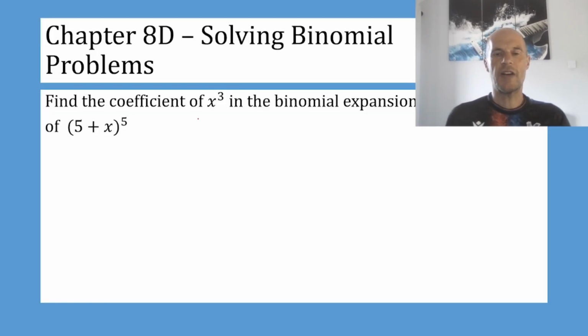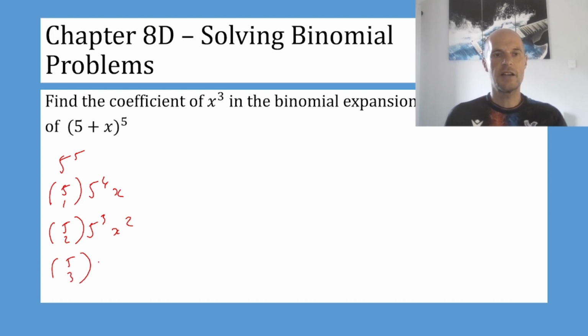Find the coefficient of x cubed in the binomial expansion of (5 + x) to the power of 5. Okay, so the first term is going to be 5 to the power of 5. The next term is 5 choose 1 times 5 to the power of 4 times x. The next term is 5 choose 2 times 5 cubed times x squared. The next term is 5 choose 3, 5 squared, x cubed.